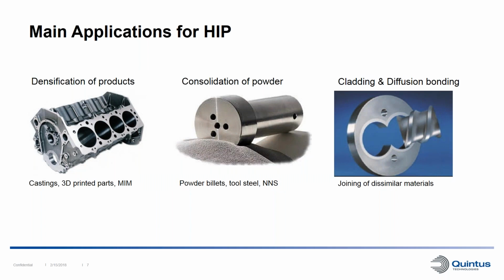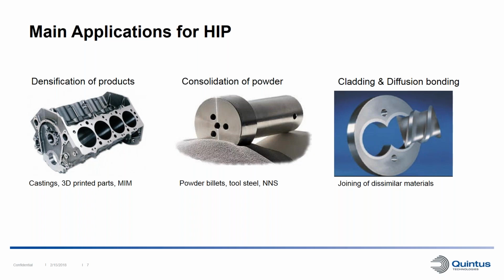There are many ways to use hot isostatic pressing, of which three of the most common ones are densification of products. With this, you basically densify a casting or a 3D printed part, or a part that is produced from metal injection molding. So you have a finalized part which you refine with the HIP process by densifying products.